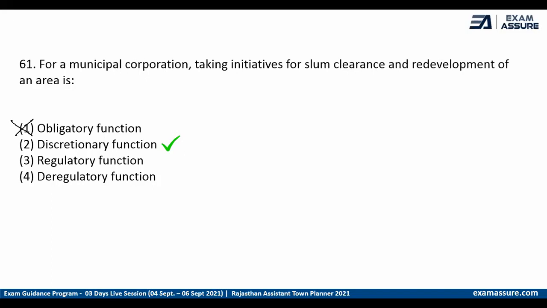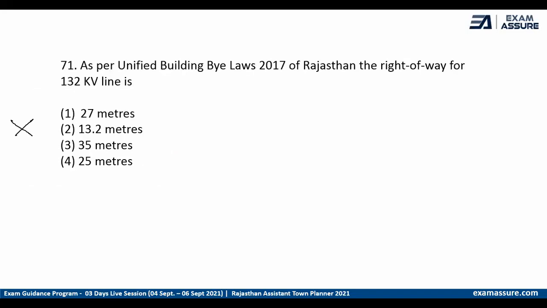I think that is enough, and let's move to the next question. As per Unified Building Bylaws of Rajasthan, the right of way of 132 kV line is, I think this is common to most of the bylaws, 27 meters here. Would you like to add something, sir? It's fine, there's nothing more to it. It's just a piece of information.